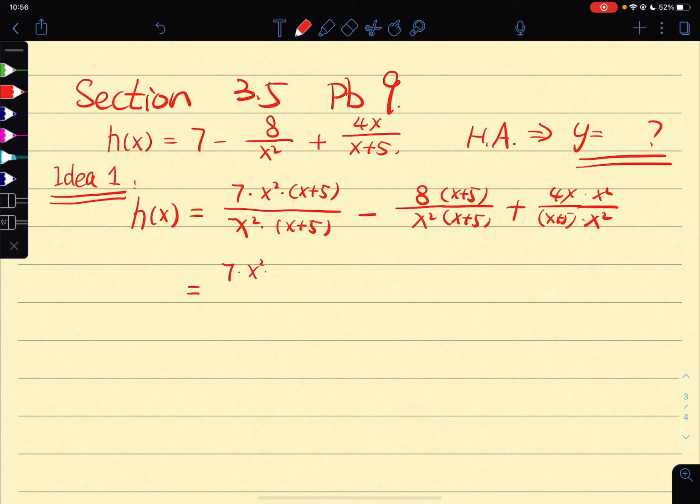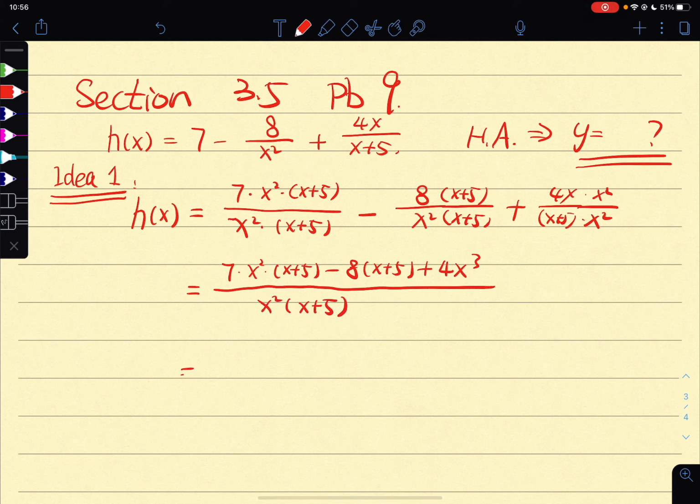So now you can see all three of my expressions share the same denominator, so they can be combined together. It's 7x squared times x plus 5, minus 8 times x plus 5, plus 4x cubed, divided by x squared times x plus 5. So it's just a matter of identifying the leading term of the numerator and denominator. I'm no longer using equality; I'm just trying to single out the leading term. The denominator clearly has a leading term of x squared.